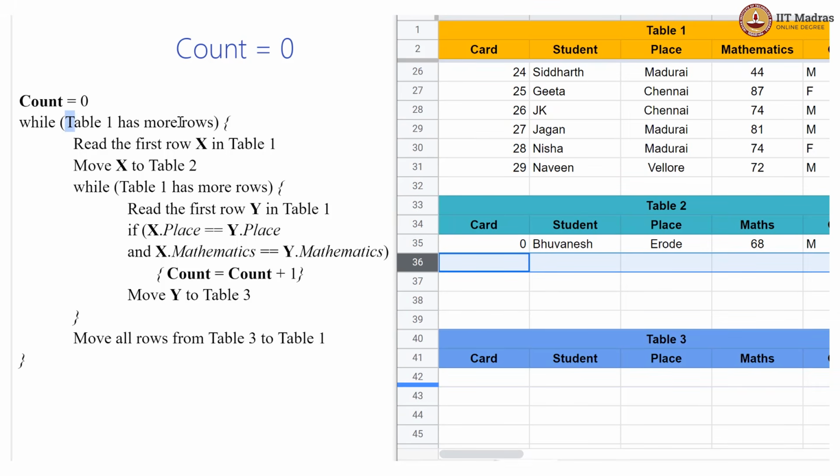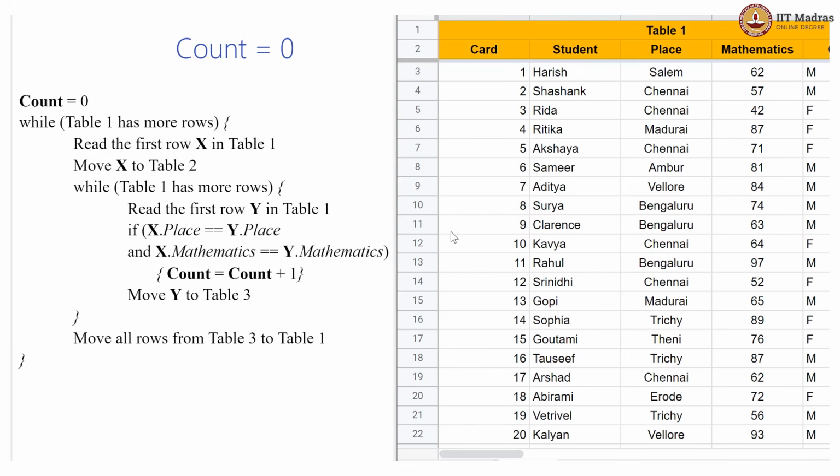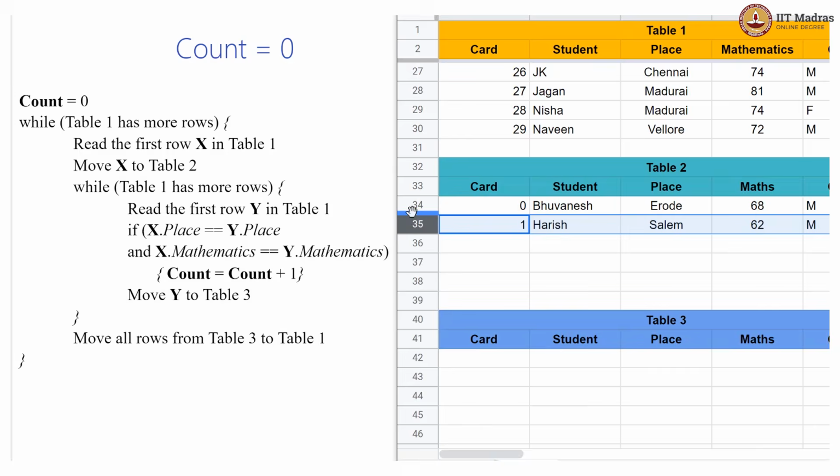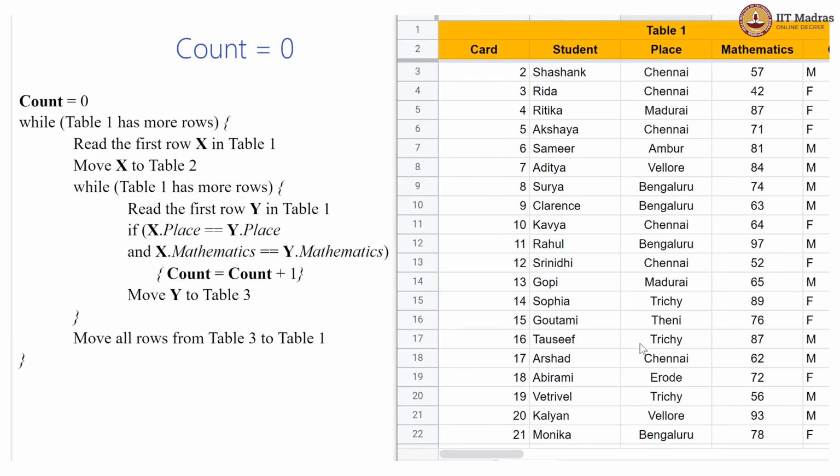And after that, while table 1 has more rows, so table 1 again has more rows. Now again read the first row X in table 1, which is this one, and move it to table 2. So we have moved it to table 2. Now X is this row. X dot place is Salem. So we again do the same procedure of taking each row, looking if it is Salem or not. And as you can see, none of these is Salem. So one by one we drop off these rows into table 3.